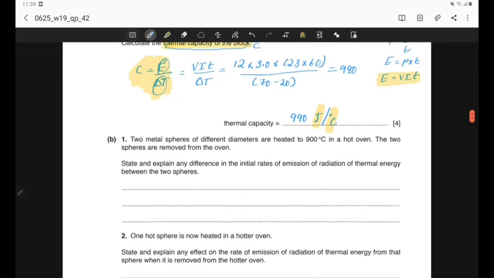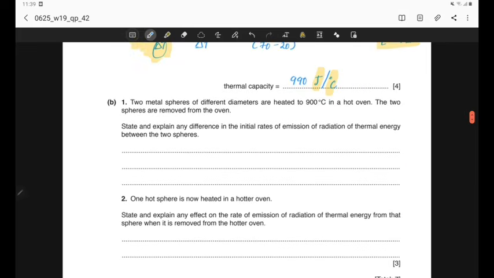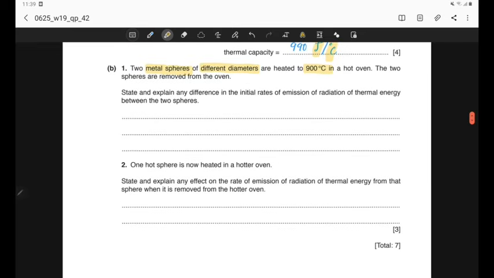Part B. Two metal spheres of different diameters are heated to 900 degrees Celsius in a hot oven. The two spheres are removed from the oven. So both are metal spheres but the diameter is different. Diameter is different means size is different. State and explain any difference in the initial rates of emission of radiation of thermal energy between the two spheres. So basically we have two spheres, one with small diameter and another with large diameter.